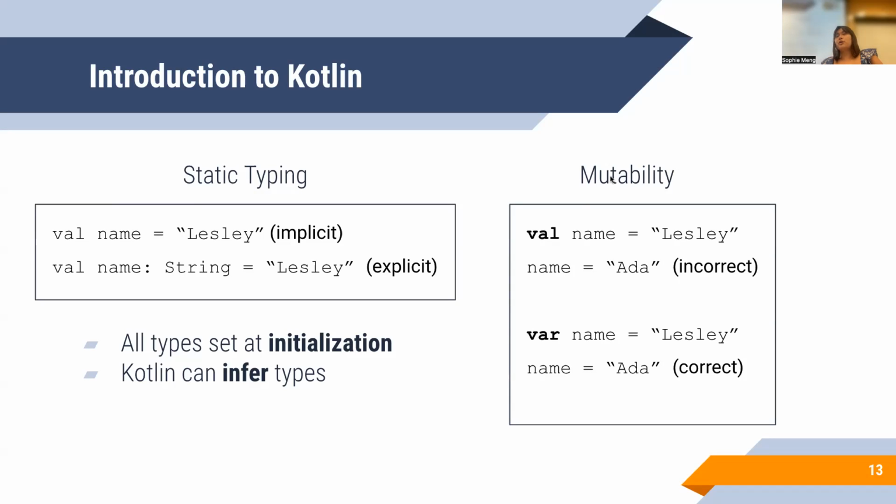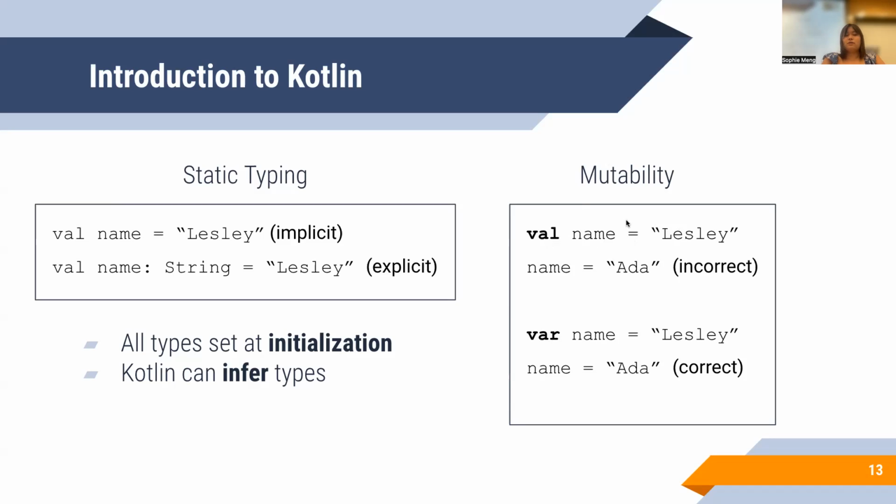In other programming languages, you can change what the variables are referring to, but in Kotlin, if you want to be able to change the variable later, you need to label it var. But if you want something to stay permanent, so if you want name to remain Leslie, you have to declare it as a val. And that's just something to keep in mind throughout your project.